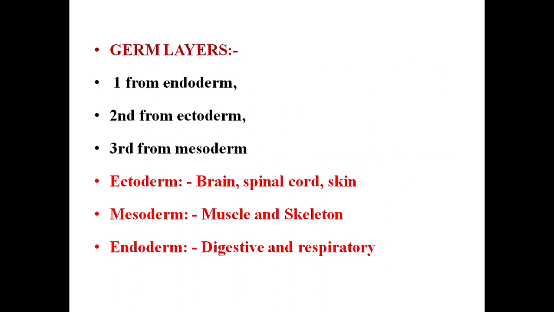Next are the germ layers. There are three types of layer: endoderm, ectoderm and mesoderm. The ectoderm will develop the brain, spinal cord and skin. Mesoderm you can remember with MM: muscle and skeletal. And endoderm forms the digestive and respiratory systems.